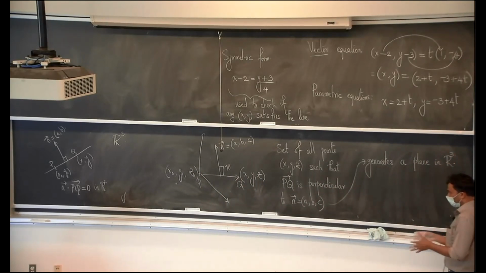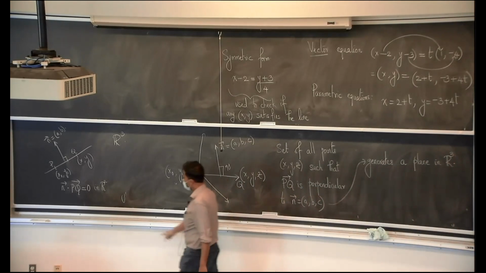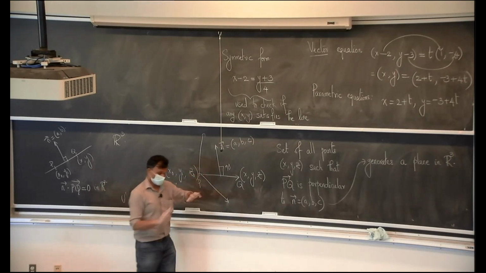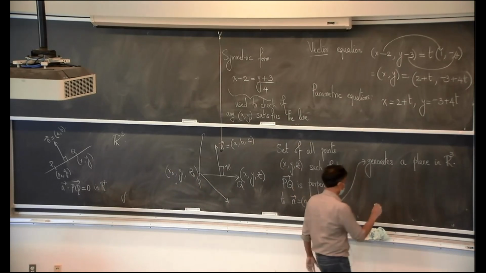So we are lucky today that we saw this straight line today, not 2 days ago. So we can easily refer back to what we were doing. Okay. So just like you had n dot PQ equal to 0 in R2, we can write the same equation now in R3.